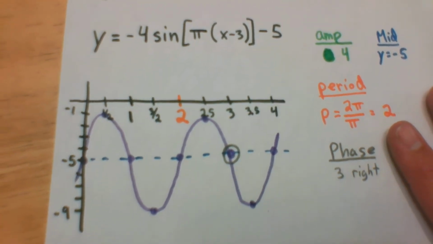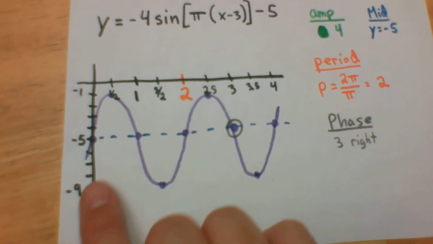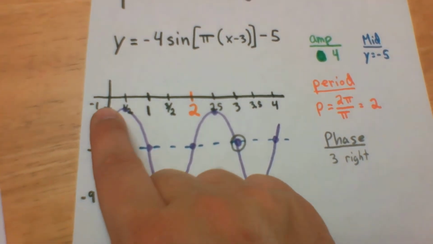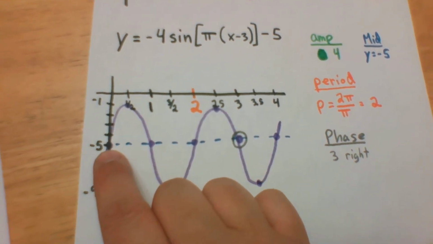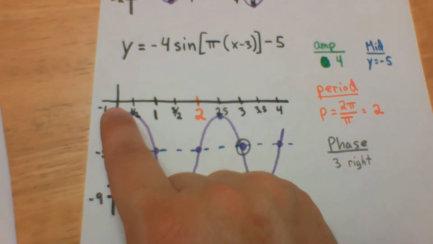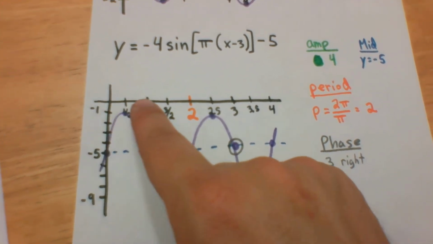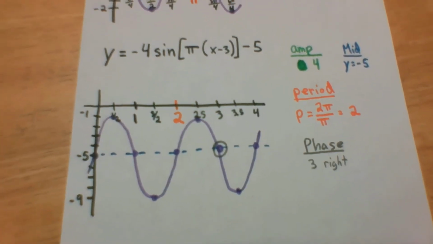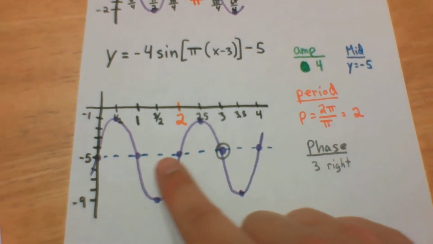Then we can do our y-axis. -5 is the middle. From there, we're going to go up 4, which means we land at -1. We're going to go down 4, which means we land at -9. And if that's -1, one more up will be our x-axis. All right, midline, then of course you can put a dashed line at -5.